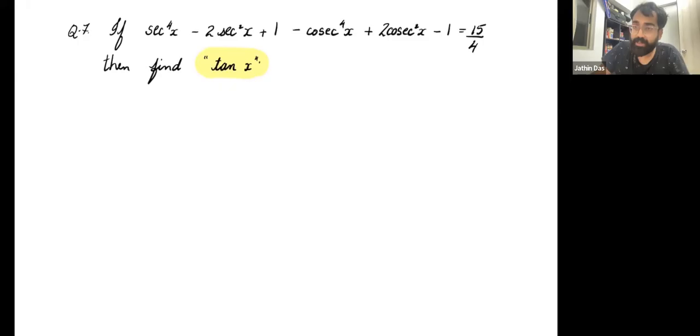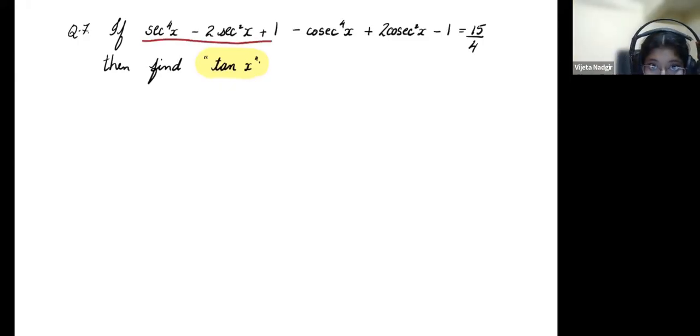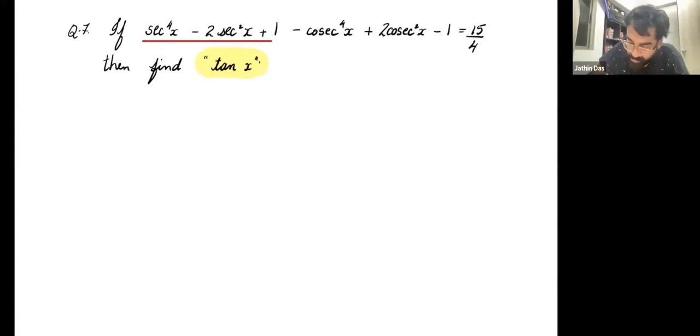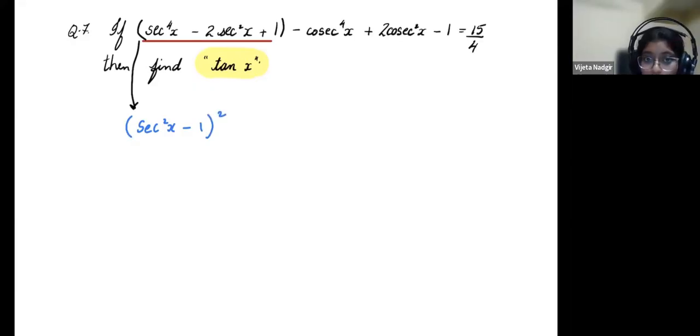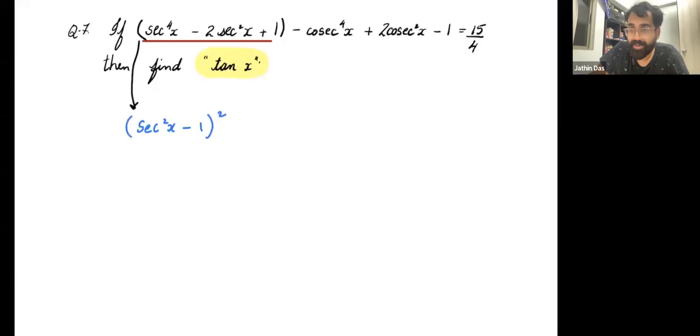Can you see an identity? That 2 cos square sin square. What is this? This is (sec square x minus 1) whole square. Check. Yeah, this is also an identity.